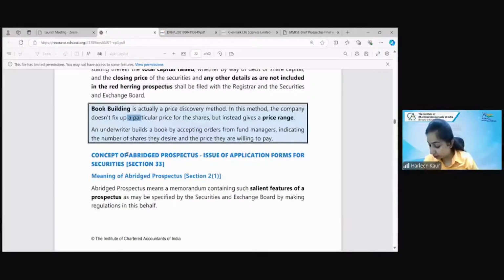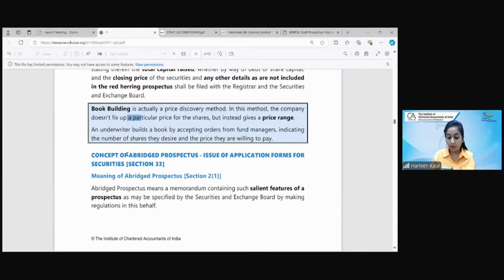Very good. Red herring prospectus as the book building method. Tejaswin, why are you writing abridged? It is red herring prospectus. So Priya, correct. Mr. Nayan, we just discussed that according to the priority, the type of prospectus will be issued.